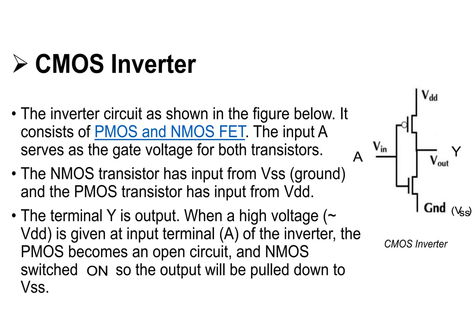The CMOS inverter. The diagram represents a CMOS inverter. Here, input A is fed to the gate of both transistors, the PMOS as well as the NMOS. The NMOS transistor is connected to the ground and the PMOS transistor is connected to the supply. When a high voltage is given at input A, the PMOS becomes an open circuit and the NMOS is switched on, thereby the output is pulled down to the ground.